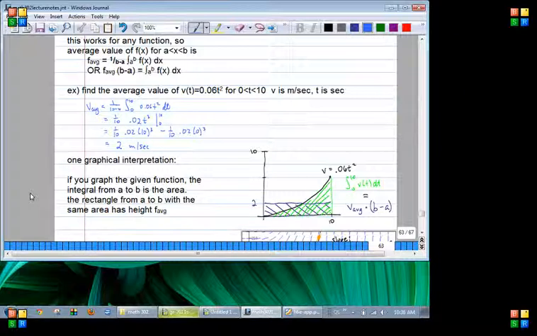So that's if you think of integral as area, and I think this is probably the simple graphical interpretation. I'm going to show you the other graphical interpretation. I think it requires a little more thinking. I want to show it to you anyway.